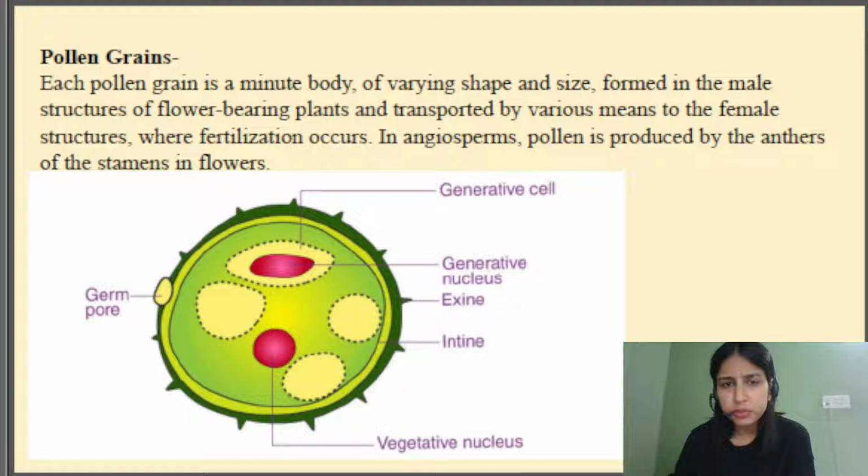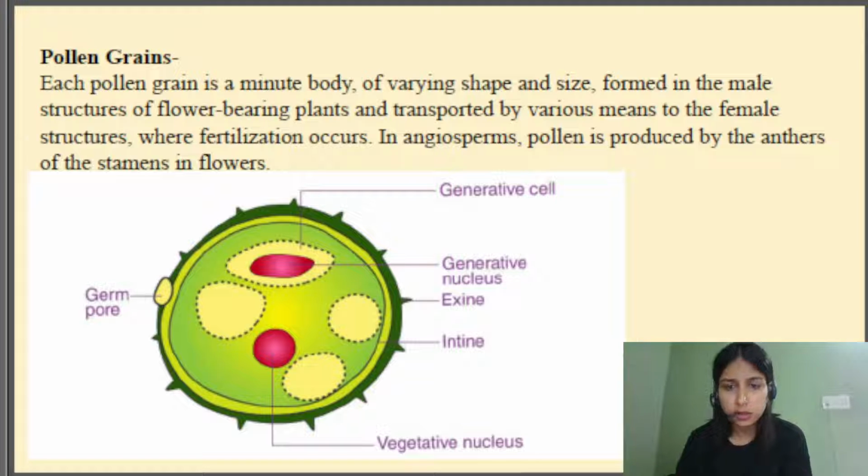In angiosperms, pollen is produced by the anthers of the stamens in flowers. Just like I told you, the anther is the male reproductive part of the flower. So therein pollens will be produced and they will be dehisced when it is time, or when they are mature.